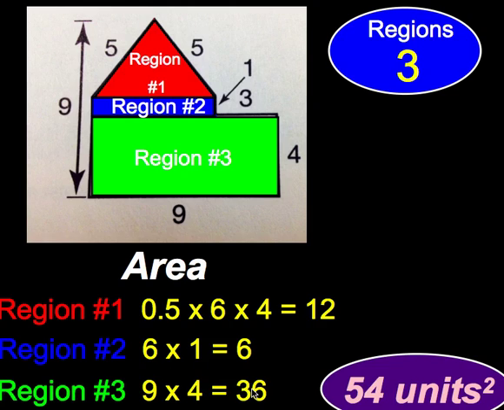Now the area of this shape is basically the combination of all my regions added together. So 12 plus 6 plus 36 makes 54 units squared. And this is how you calculate the area of a compound shape as well as its perimeter.